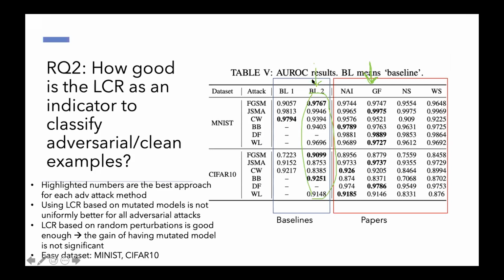I feel it's a bit hard to read these. These are different kinds of examples generated from different attack methods, and these are the area under the ROC curve. So we want to maximize this number, right? And the highlighted numbers are the best approach for the GSMA attack, for the CW attack, and so on and so forth.